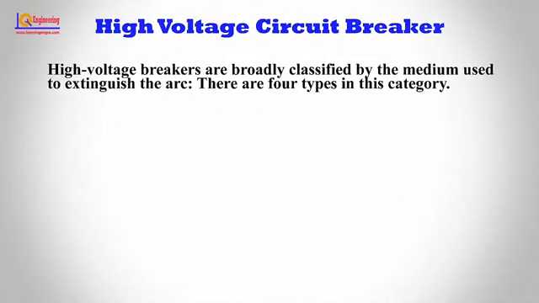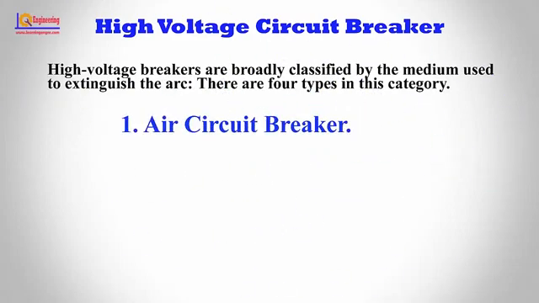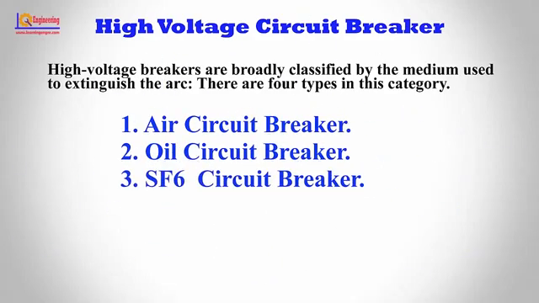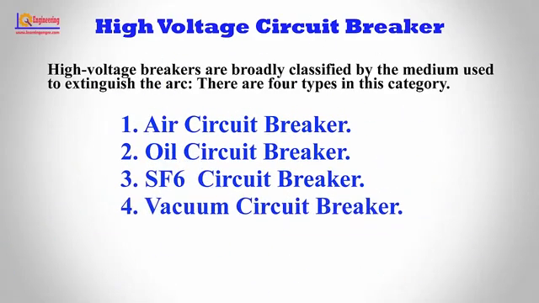High voltage breakers are broadly classified by the medium used to extinguish the arc. There are four types in this category. 1. Air circuit breaker. 2. Oil circuit breaker. 3. SF6 circuit breaker. 4. Vacuum circuit breaker.